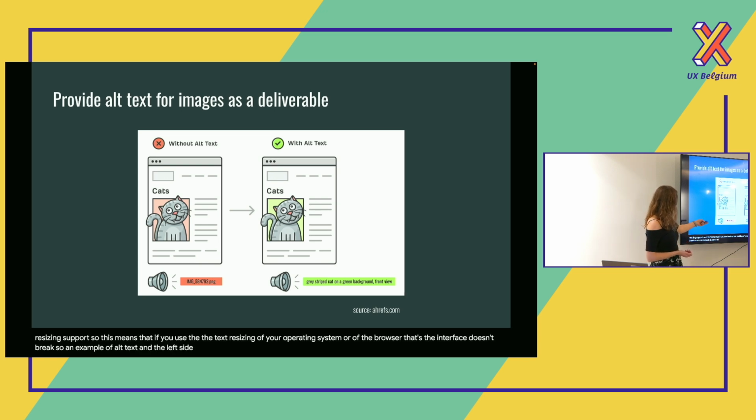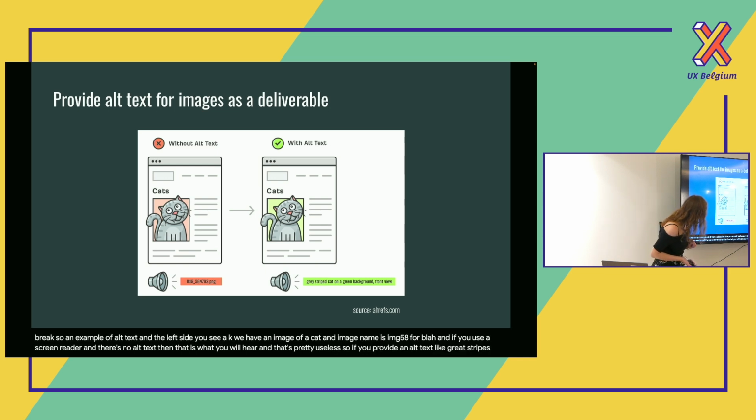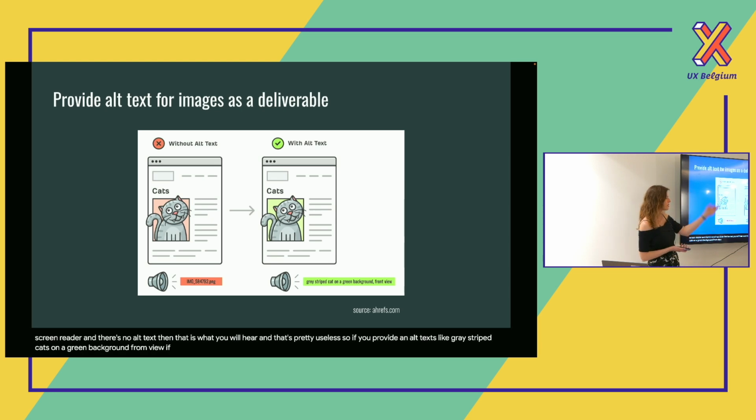On the left side you see, okay, we have an image of a cat, and the image name is IMG584 blah blah blah. And if you use a screen reader and there's no alt text, then that is what you will hear, and that's pretty useless. So if you provide an alt text like gray striped cat on a green background front view, if you're using a screen reader, then at least you know what the content is that is on the screen.